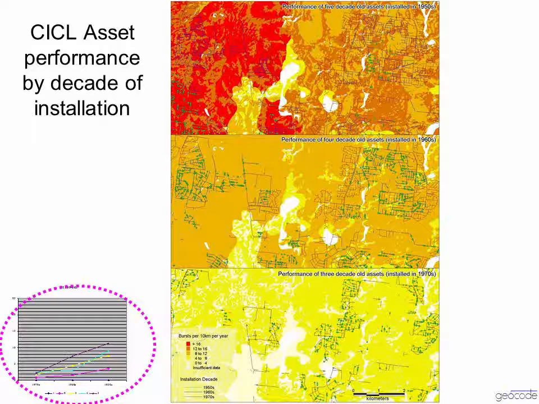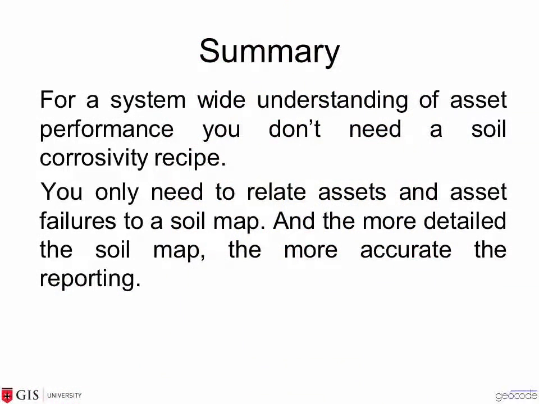So in summary, what I'm suggesting in this paper is that for a system-wide understanding of asset performance, you do not need a soil corrosivity recipe. You only need to relate assets and asset failures to a soil map. And the more detailed that soil map is, and the more accurate that soil map is, the more accurate your reporting is going to be.